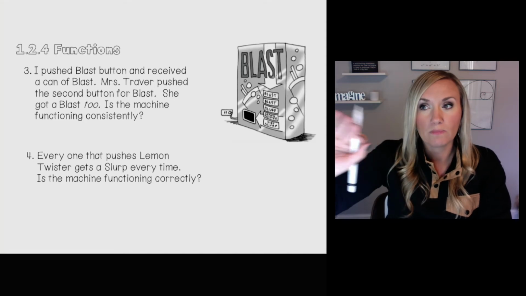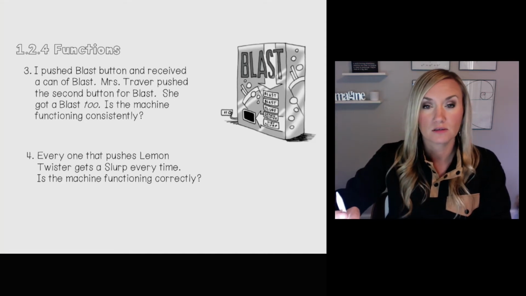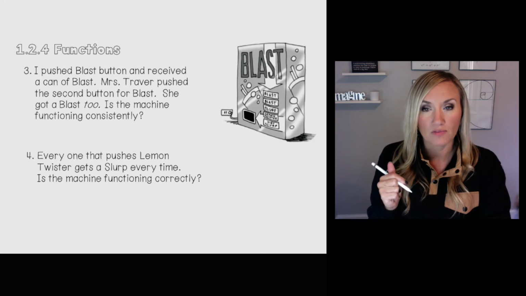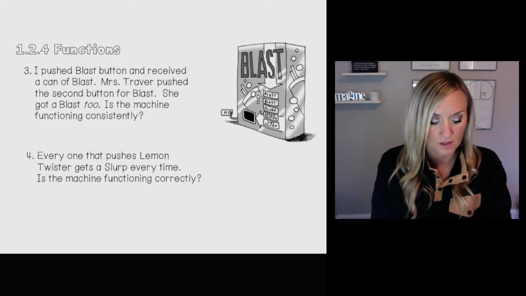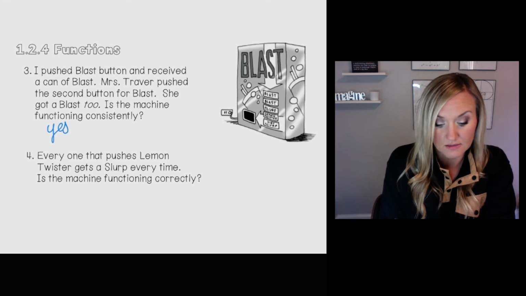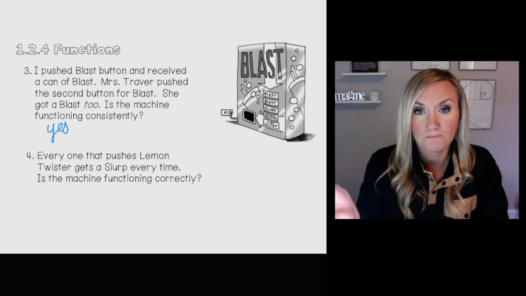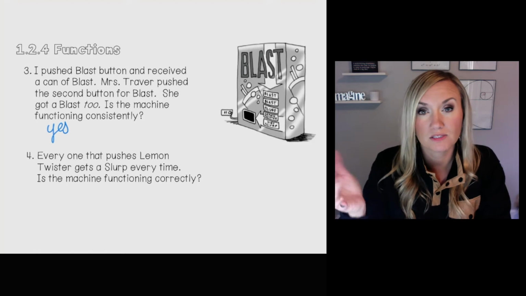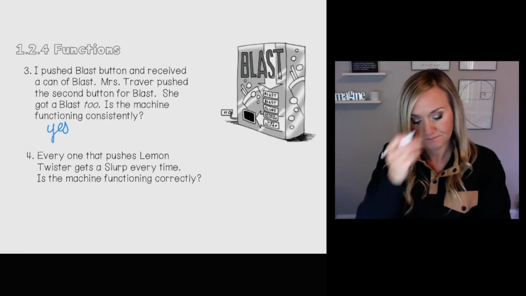Even though we pushed different inputs, we still got the output that was associated with that input. So we are going to say, yes, this is a good working machine. We just pushed different buttons even though those buttons were the same.